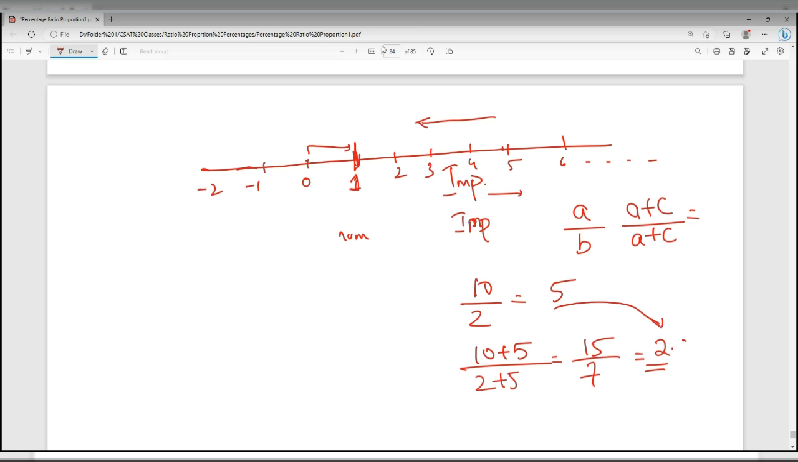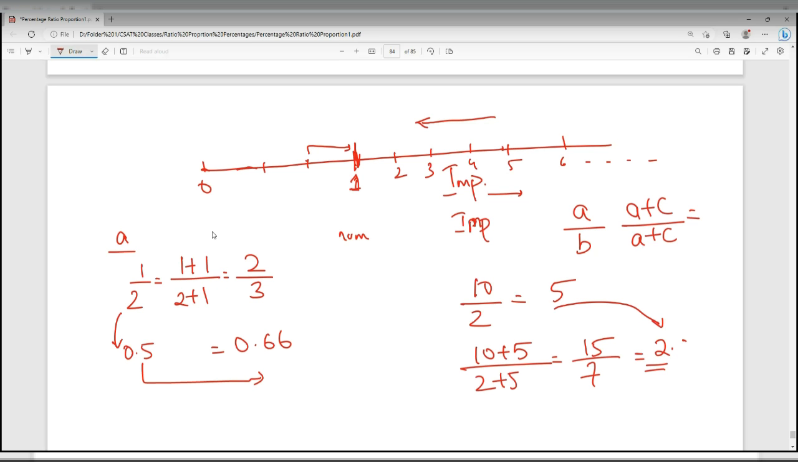If it is a proper fraction, I'll just remove this minus 1 first. So if 0 is somewhere here, and these are all improper fractions, and the proper fraction is somewhere here, and if you add equal numbers, like if this is 1 by 2, and you add 1 to both, 1 plus 1, 2 plus 1, this will be 2 by 3. This 1 by 2 is 0.5, 2 by 3 is 0.66. So from 0.5 it has increased to 0.66.